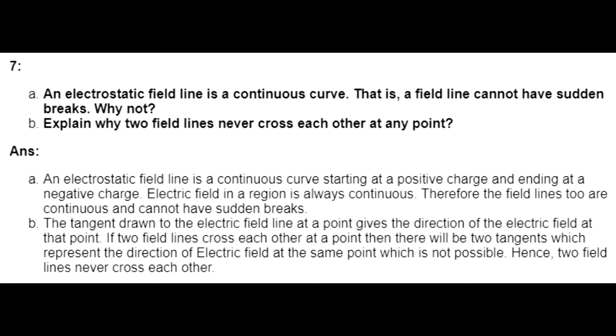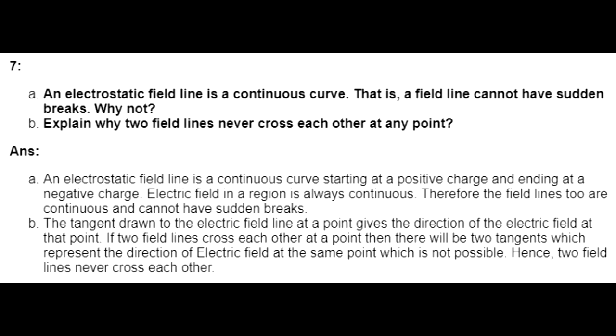So first one, the electrostatic field line is a continuous curve starting at a positive charge and ending at a negative charge. Electric field in a region is always continuous. Therefore, the field lines too are continuous and cannot have a sudden break. If there were a sudden break in between, it would mean there is no electric field in that region, and this is not possible because electric field can extend up to infinity. So you will not find a sudden break in the field.